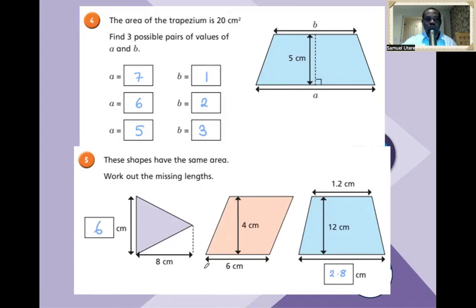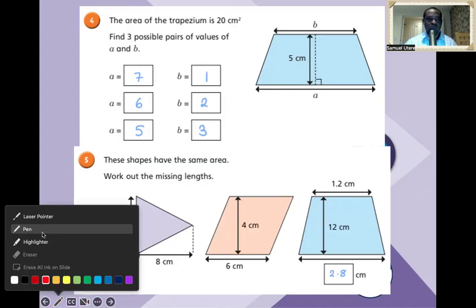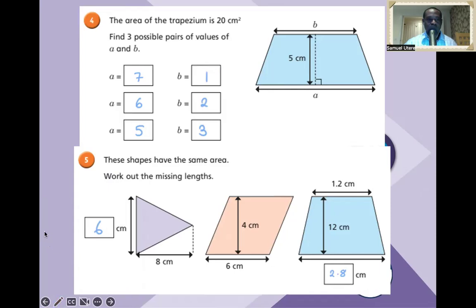Okay, so we know that this one is a parallelogram. So to find the area of the parallelogram, we do the base times the perpendicular height. So very quickly, base times perpendicular height, which is 6 by 4, will be 24 centimeters squared. Now, this is a triangle, isn't it? So we know that to find the area of a triangle, we have to do half times the base times the height.